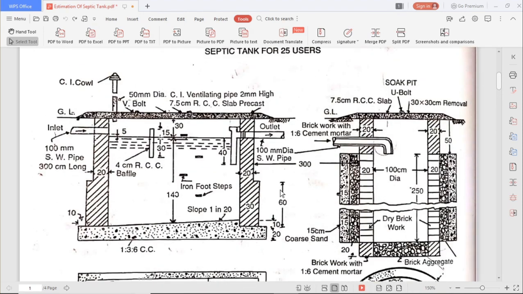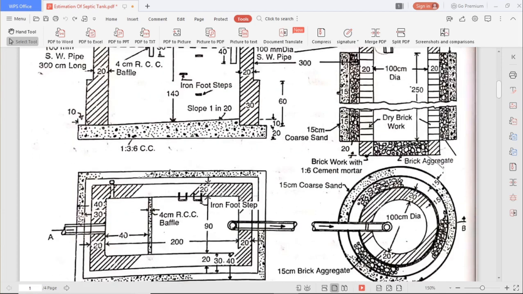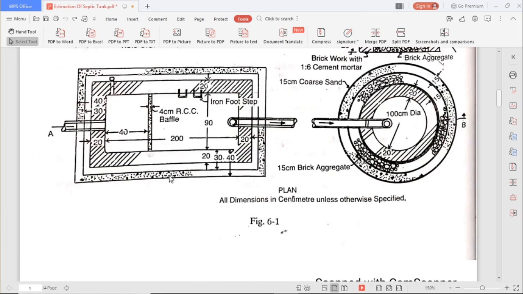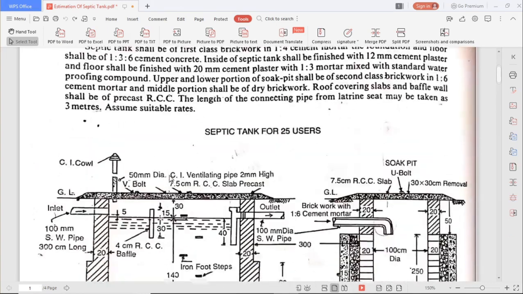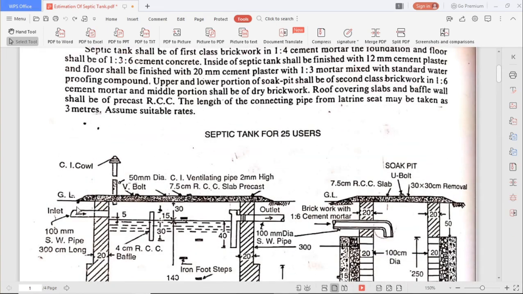And we have pipes also, SW pipe, 300 centimeter long. Then we have iron footsteps, then we have a T here. We have a bend, also one bend pipe. Then a CI cowl, and we have a ventilating pipe. With these details we will go for estimation. This is the ground level, so it is constructed below the ground.